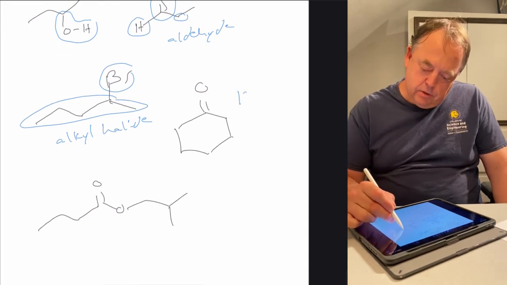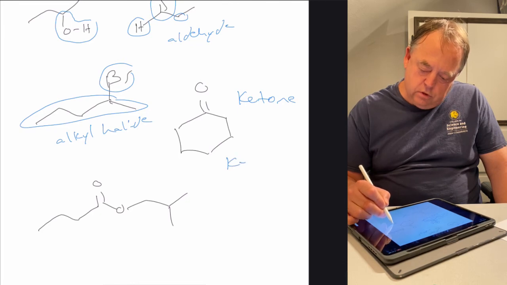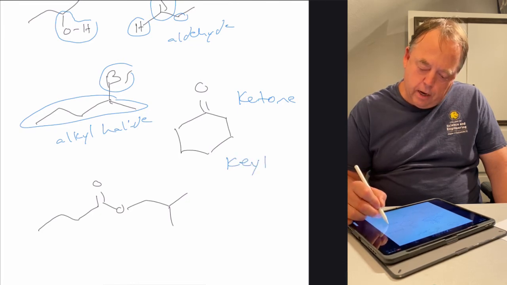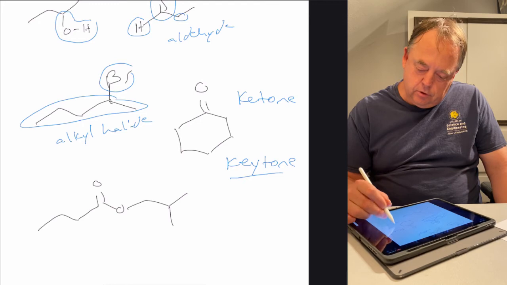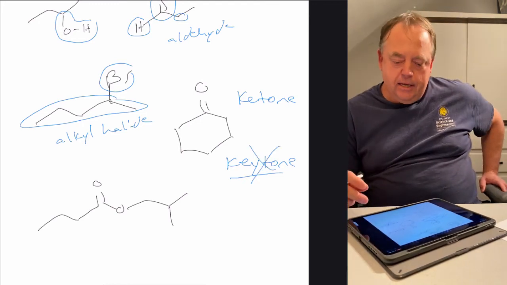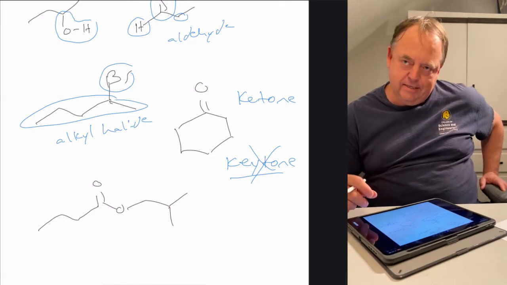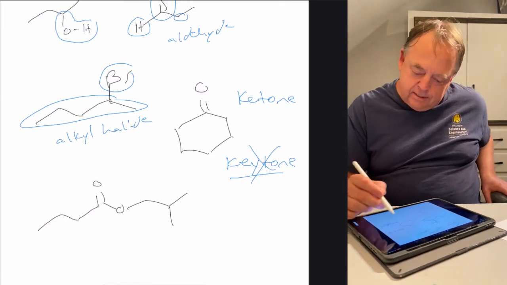This would be a ketone. So if you notice, it's K-E-T-O-N-E, it's not K-E-Y-T-O-N-E. So don't draw it like that because that will drive me crazy. So part of organic chemistry, again, is knowing the language, and knowing the language is knowing how to spell things. So it's K-E-T-O-N-E.